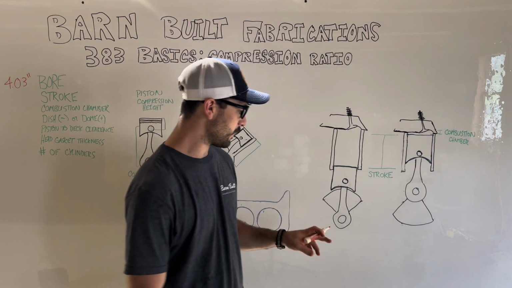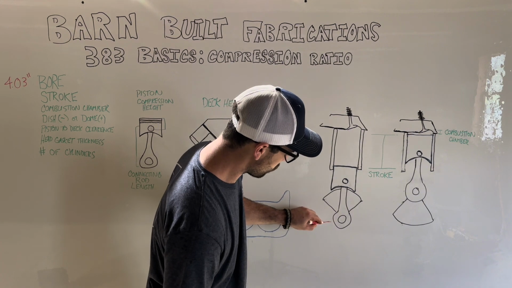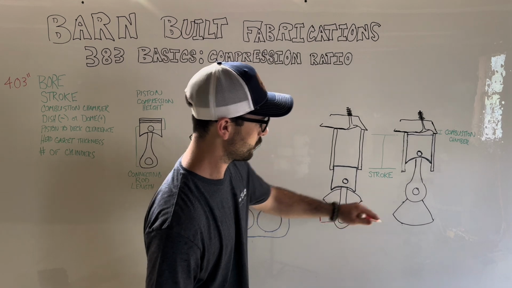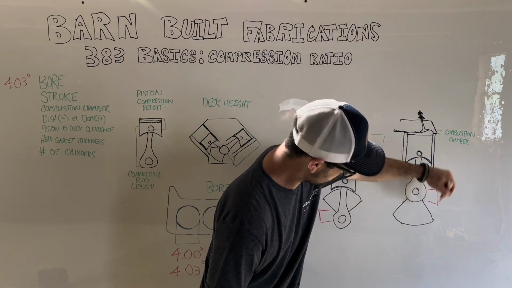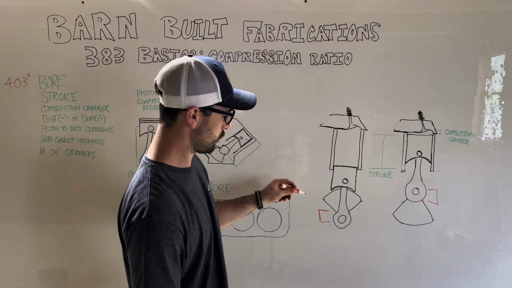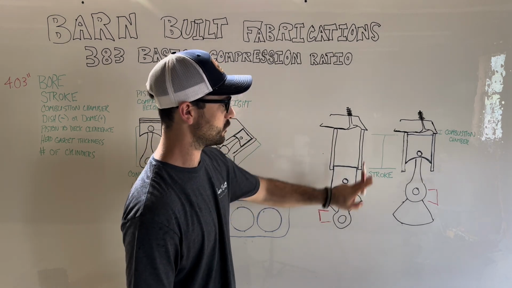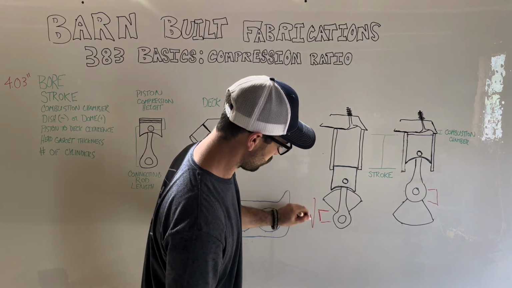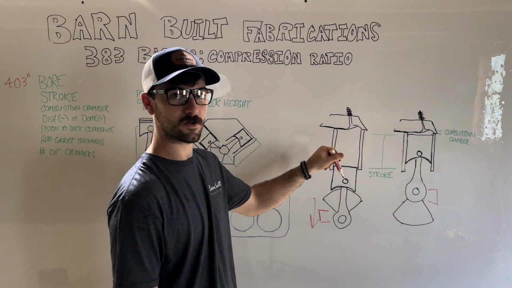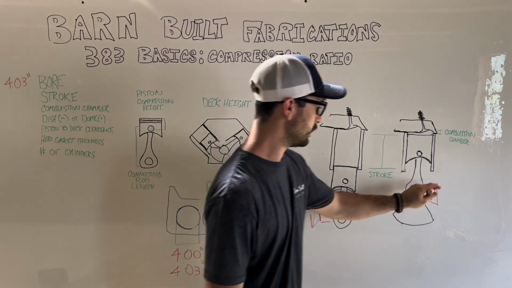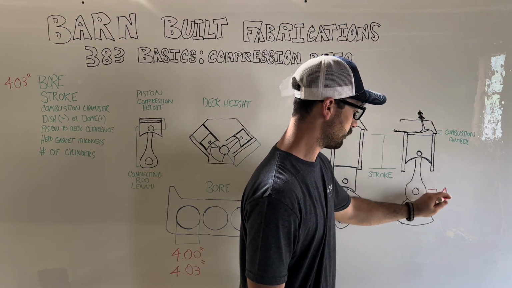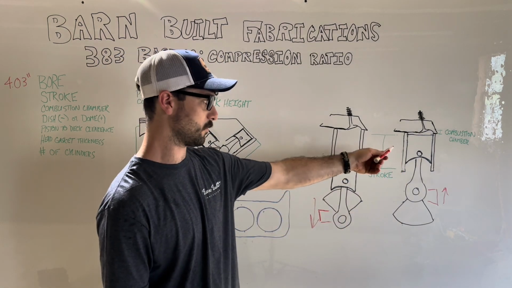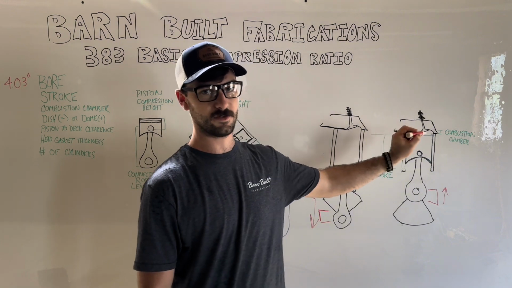Now if you think about it, the farther that this rod is from the main journal, the offset there, it's going to determine how far down it goes and how far up it goes. If you increase that distance, it's going to push the piston down lower in the cylinder on the bottom stroke, and it's going to bring the piston and rod up higher on the top dead center stroke, otherwise known as the highest point in the cylinder.